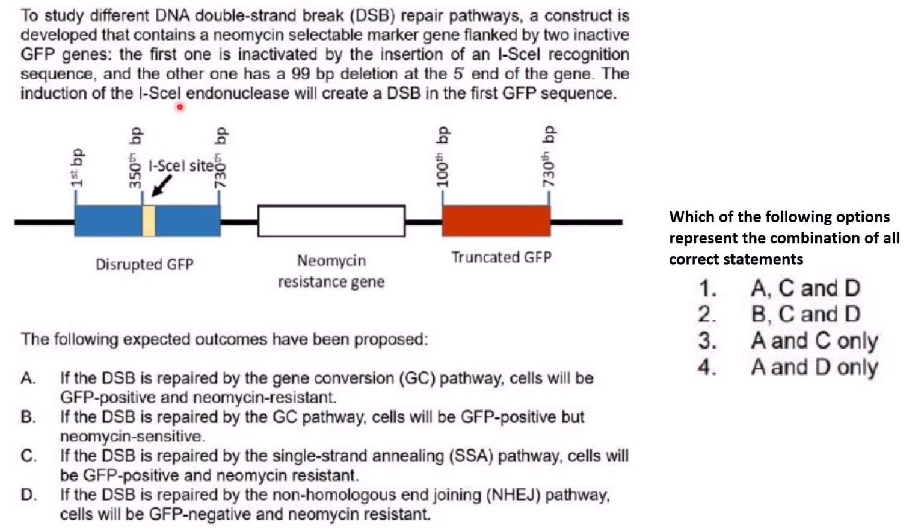The induction of the ISCE1 endonuclease will create a double strand break in the first GFP sequence. Now what are the expected outcomes? They have given the gene conversion pathway, the single strand annealing pathway and the non-homologous end joining pathway, which are the various pathways involved in double-stranded break repair. We will see each one of them, then you will be able to understand the question and answer it.